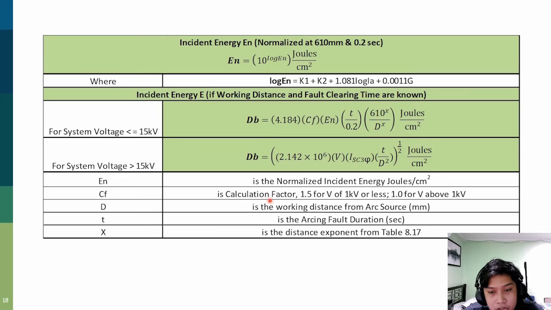CF is the calculation factor, 1.5 for voltage of 1 kilovolt or less. If above 1 kilovolt, the calculation factor is 1.0 or 1. D is the working distance from the arc source, it should be in millimeter. T is the arc duration, it should be in seconds. X is the distance exponent that can be seen in the table 8.17.